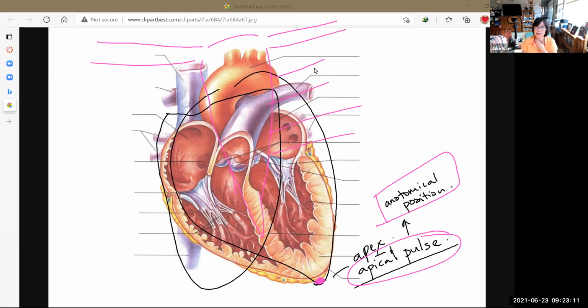Now, can anybody tell me what is the anatomical position of the apex? So we get an idea, where is that exactly located? First of all, in what intercostal space is this apex? Yes, costa is rib, right? Costo is rib.